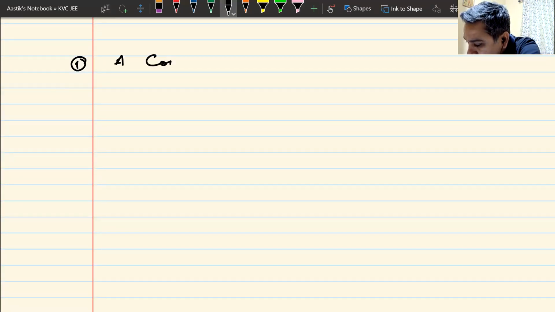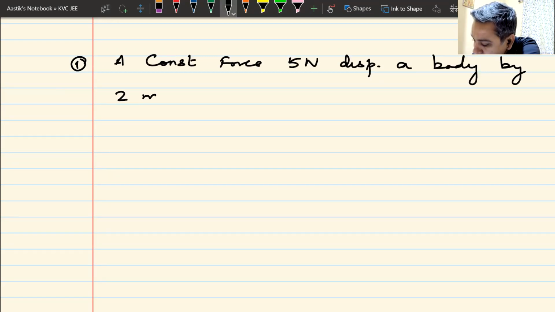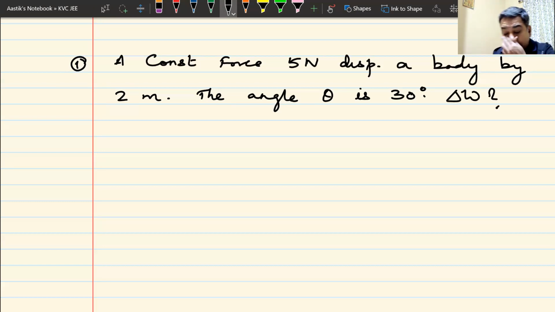A constant force of 5 Newton displaces a body by 2 meters. The angle between them is 30 degrees. Find work done. Find work done. Can I have the answer for this one?